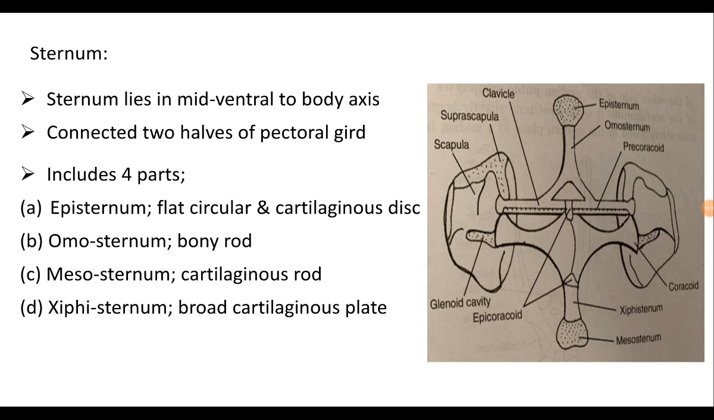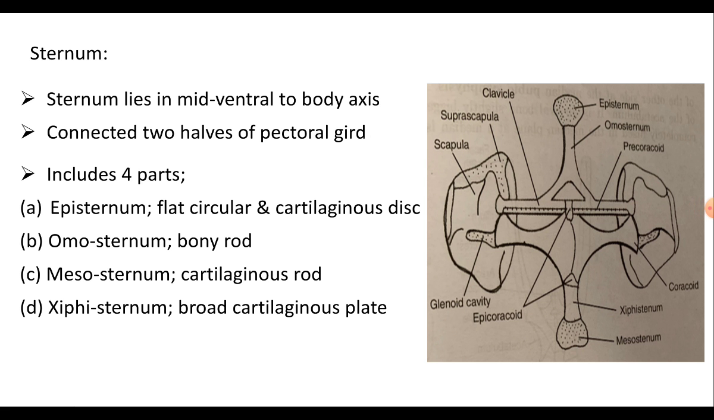Coming to the last part of the axial skeleton, that is the sternum. The sternum is a long flat bone present in the mid-ventral line of the body, and it is connected between the two halves of the pectoral girdle, where the clavicles and the coracoid in particular are attached to it. The sternum consists of four main parts. They are episternum, omosternum, mesosternum, and xiphisternum.